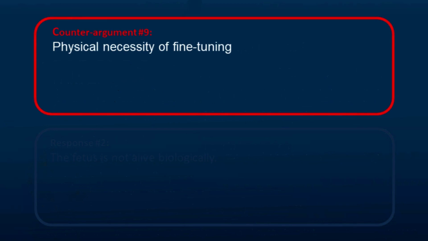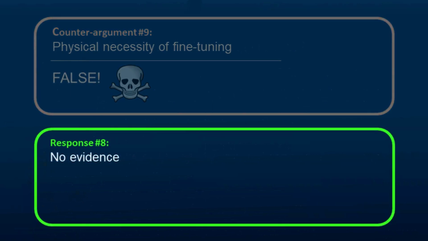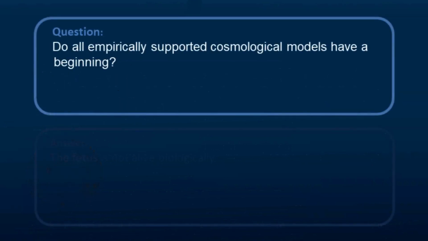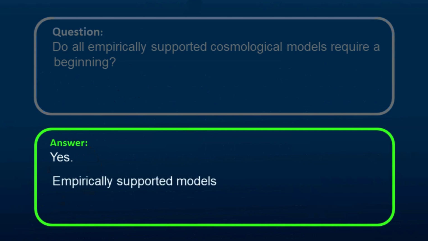Another counterargument is that fine-tuning is the result of physical necessity. This is completely false. There is no evidence for that physical necessity. The secular scientist Paul Davies said the following, quote, "There is not a shred of evidence that the universe is logically necessary." End of quote. Question: do all empirically supported cosmological models require a beginning? The answer is yes. All empirically supported cosmological models require a beginning. A model without empirical evidence is nothing more than make-believe.